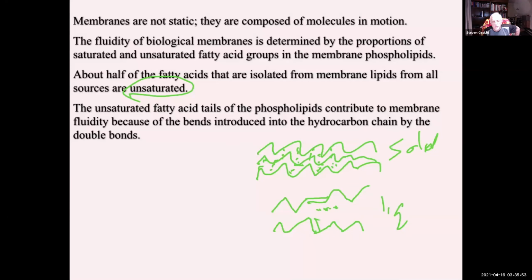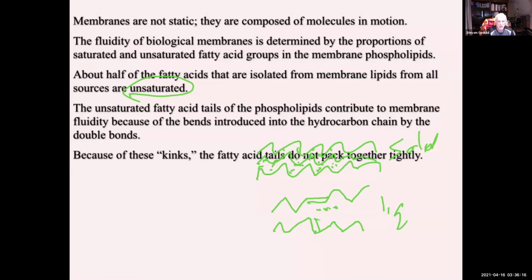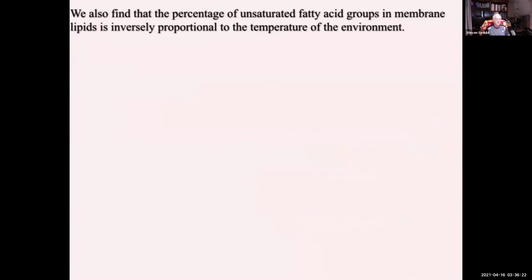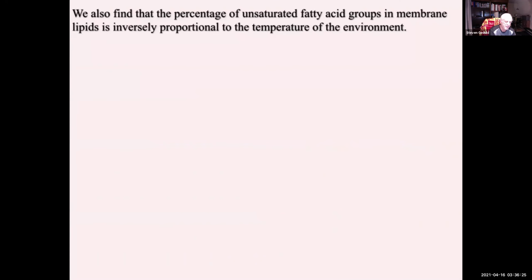So if it's unsaturated, it's going to be a liquid at room temperature, and a liquid in the body around the membrane. If you have unsaturated fatty acids in the membrane, it's going to be more fluid. If you have saturated hydrocarbons, it's going to be more solid, because the kinks of the fatty acid tails do not pack together. In other words, these can't pack together like those can. We also find the percentage of unsaturated fatty acid groups in membrane lipids is inversely proportional to the temperature of the environment. The higher the temperature, the lower the amount of unsaturated fatty acids we have.